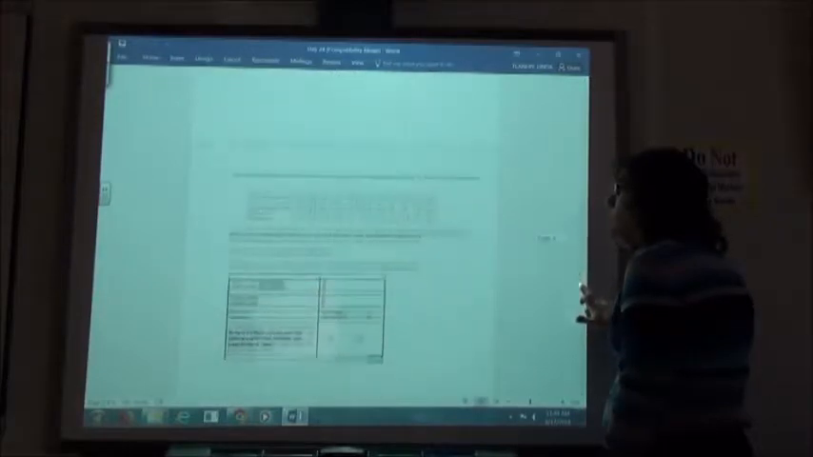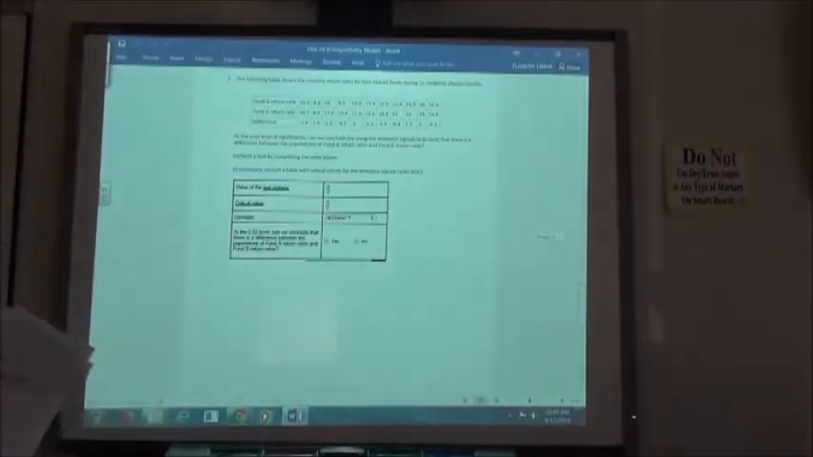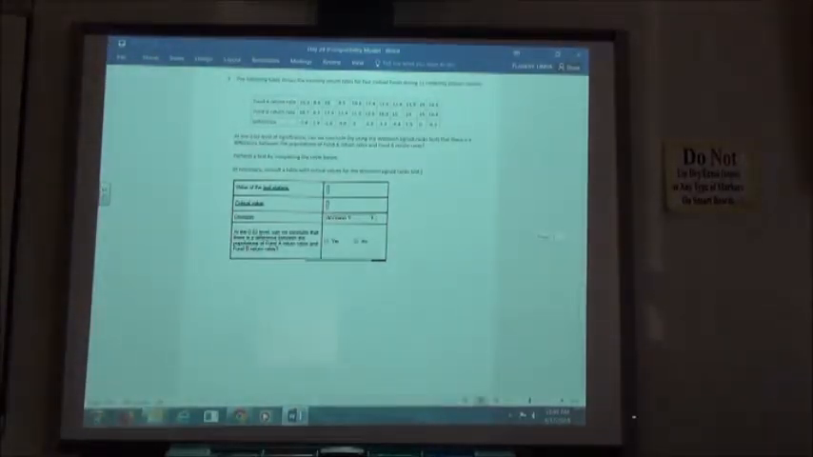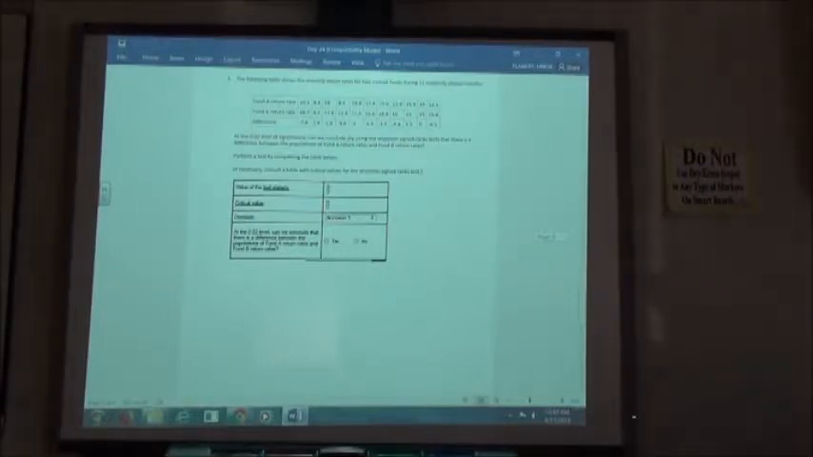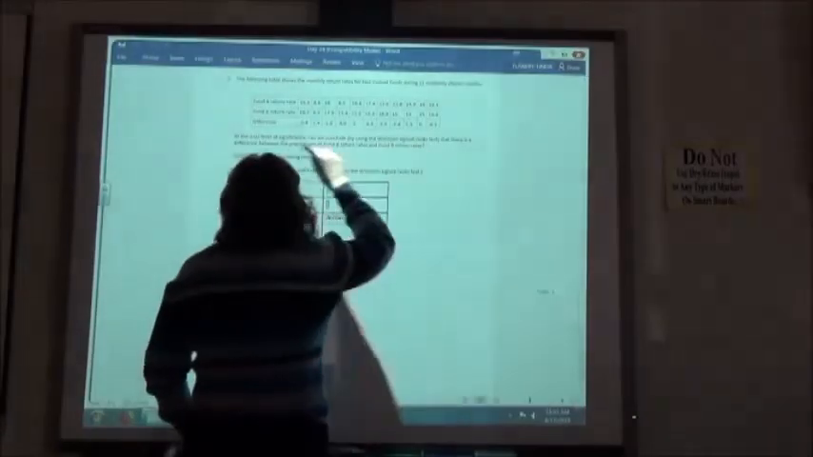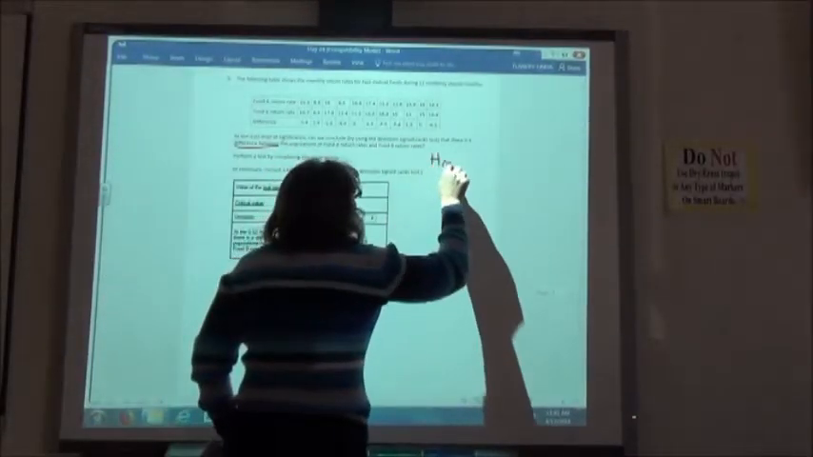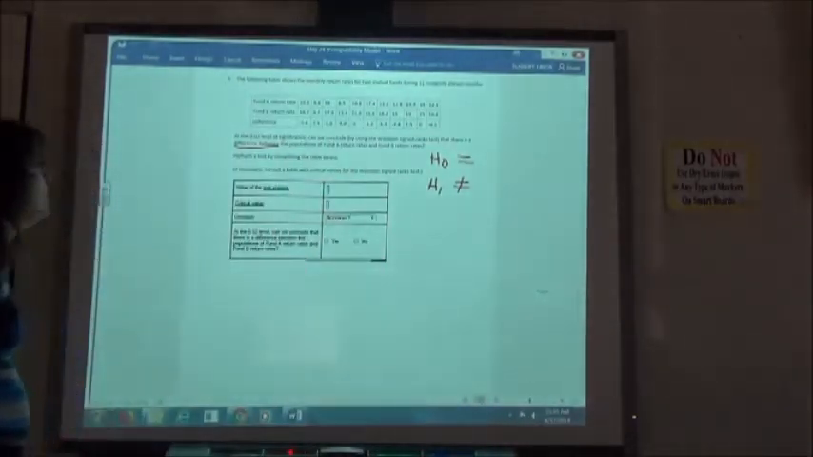Alright, so number 5, same kind of thing here. The following table shows the monthly return rates for 2 mutual funds during 11 randomly chosen months. At the 0.02 level of significance, can we conclude by using the Wilcoxon signed ranks test that there is a difference between the populations of Fund A and Fund B? Again, asking, is there a difference? So my null is that it's equal. My alternative one, it is not equal.